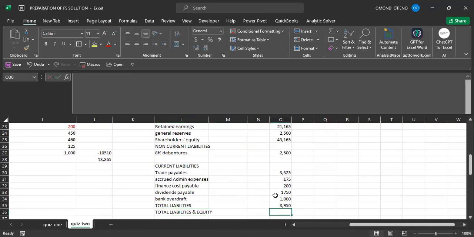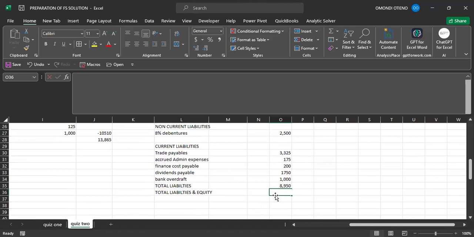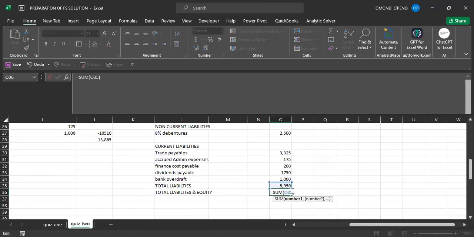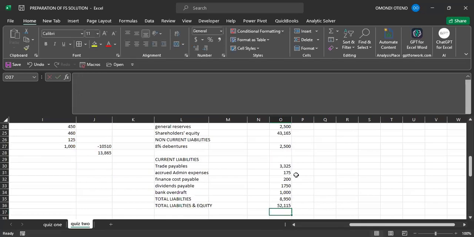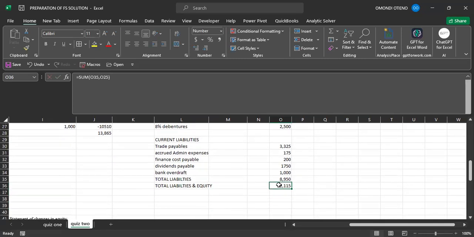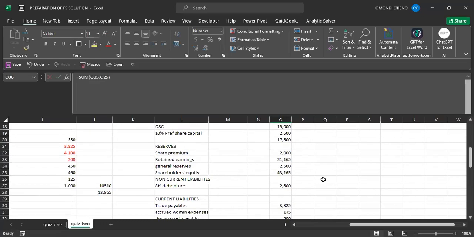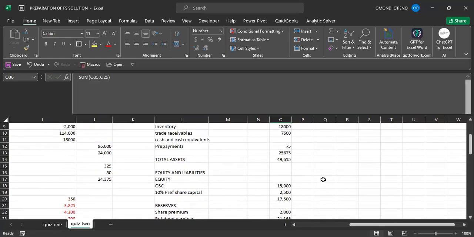Total liabilities and equity. So we just get the summation of liabilities and total shareholders' equity. So once that is done, this is what we are having. This is what we are having as the total amount.